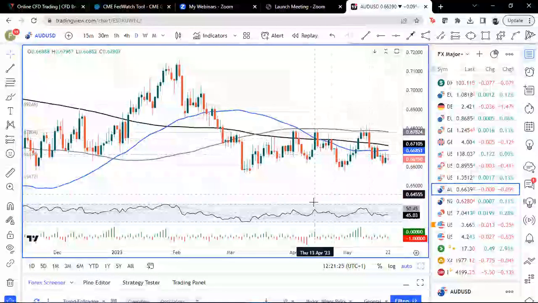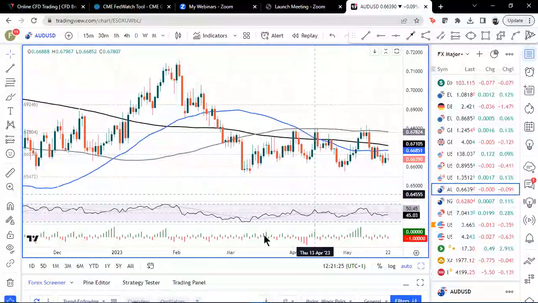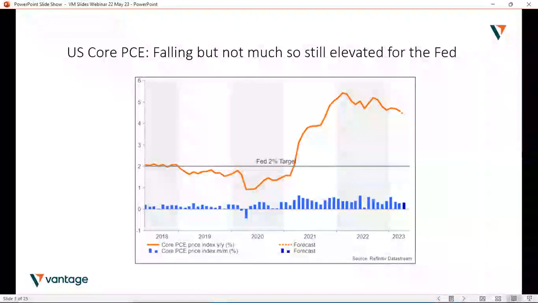Okay, moving on to this week. First of all, we'll look at US core PCE data. You can see on the chart here, it is falling, but still pretty much elevated, and too elevated for the Fed. Of course, this week we'll focus on the debt ceiling drama, but economic data will possibly take a back seat, though it could be something to focus on if we get a deal.